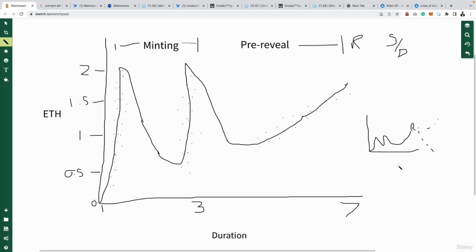It could go down or it could go up. So if you're a trader and you're looking at this, you might be thinking, well, surely the best time to buy is going to be here, right?